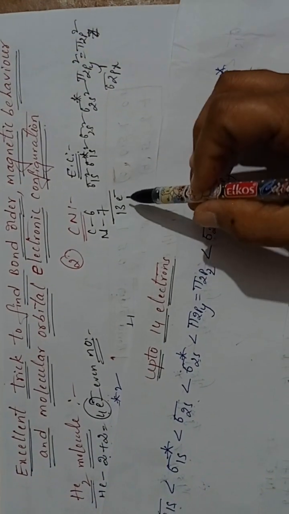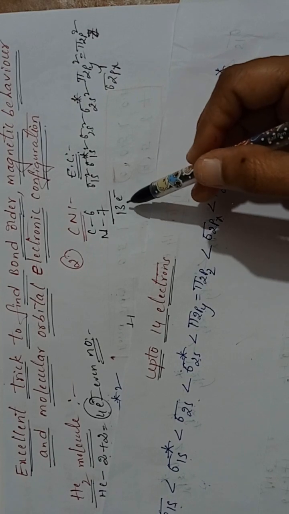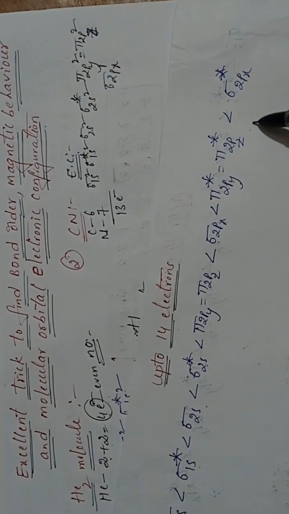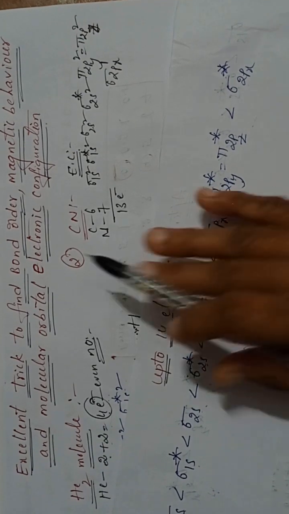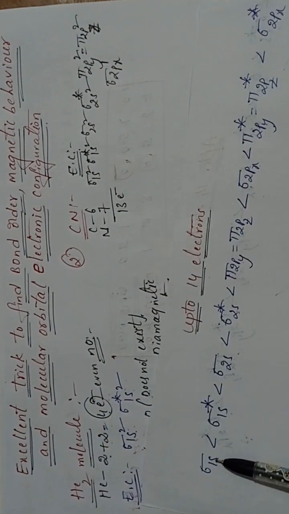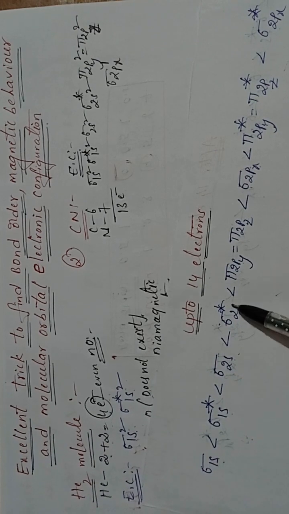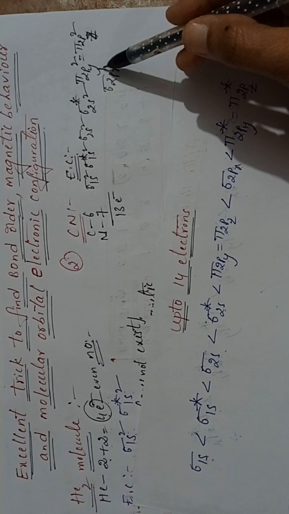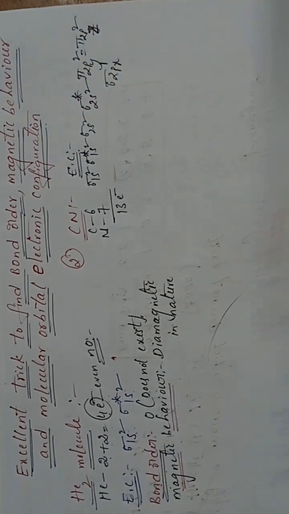Understood? This is 13 electrons, that means it is less than 14. So that's it, this energy increasing order you have to follow. Clear? Total 13 electrons, you have to fill the electrons like this: 2 4 6 8 10 12 13. So in 2px1, this energy increasing order is completed.